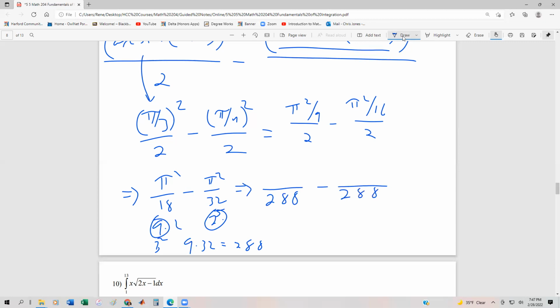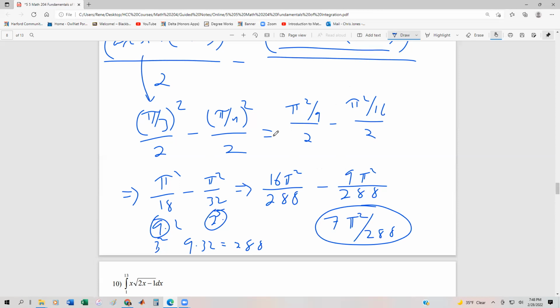To go from 18 to 288, I had to multiply by 16, so it's going to be 16 pi squared. To go to 32, I had to multiply by 9. When we subtract that out, it should be 7 pi squared over 288. A little bit tedious once we get to the end here with the computations, but it is calculus. It's not always supposed to be easy.